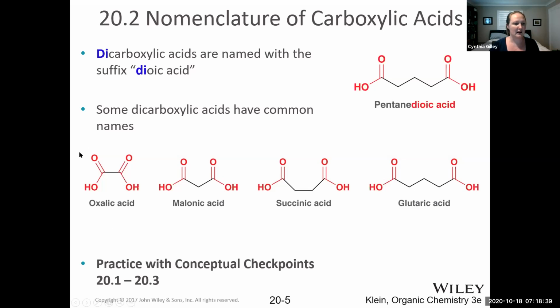For example, oxalic acid, you may have remembered in the lab, we looked at chemiluminescence and we used oxalyl chloride, which is the diacid chloride derived from oxalic acid. Malonic acid, you're going to see this again in chapter 21. Succinic acid, this would have a 4-carbon chain. Glutaric acid is important biologically.